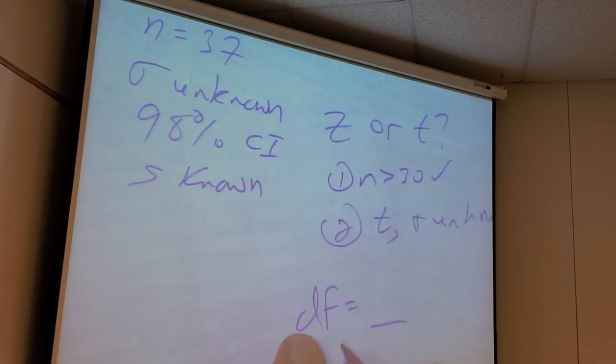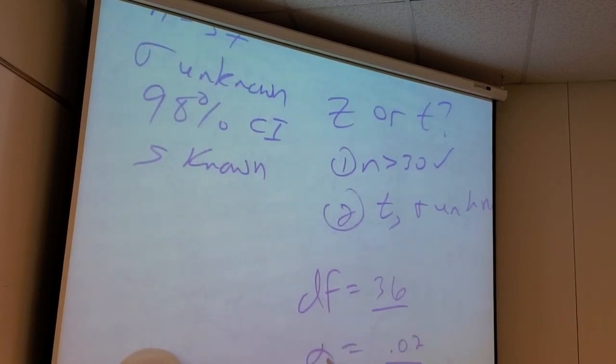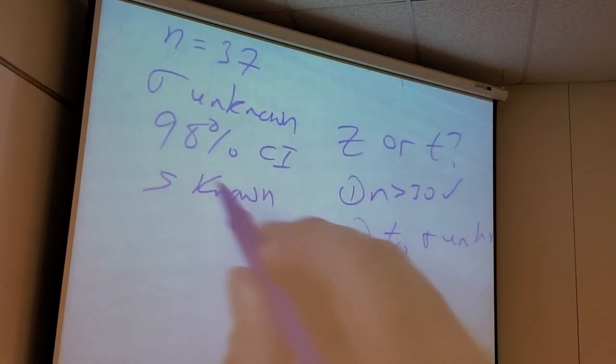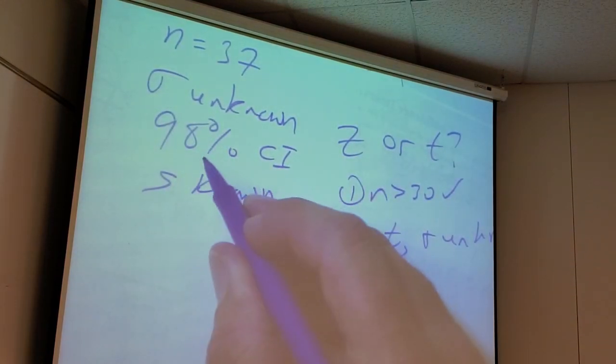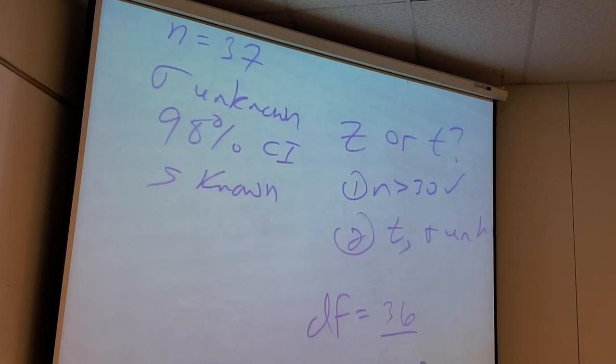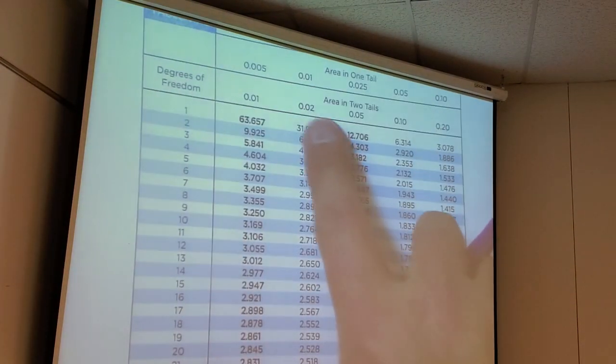So what's the degrees of freedom? 36. What's alpha? 0.02. All alpha is, it looks like a little fish. Fish have tails. So it's the area of the tail. So 98% in the body, there must be 2% in the tails. So I know to look at 0.02, two tails, and I know to stop at 36.